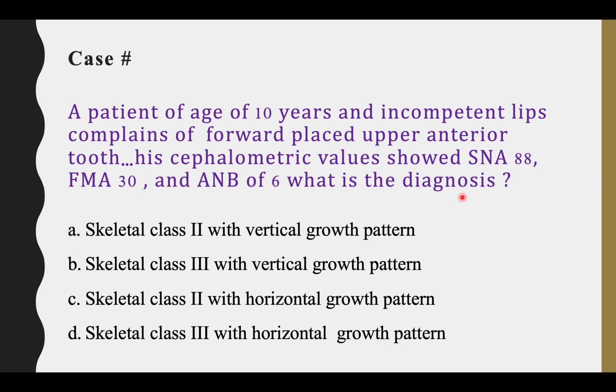As I summarized in previous tables, if you are aware of those particular parameters, it will be easy for you to come to one conclusion. So how to answer, in 3 planes you have to see. Sagittally, SNA, SNB, ANB. Vertically, FMA, mandibular plane angle, gonial angle. So what is the growth pattern, vertical or horizontal, anterior deep bite or open bite, like that.